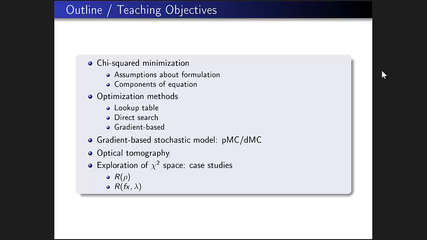This is a gradient-based stochastic inverse model that we use to determine optical properties in a layered system. And then briefly go over optical tomography. And then I look at some case studies looking at reflectance versus source detector separation, and then reflectance versus spatial frequency and wavelength, just to give you an idea of, with an actual problem, what the chi-squared space looks like.